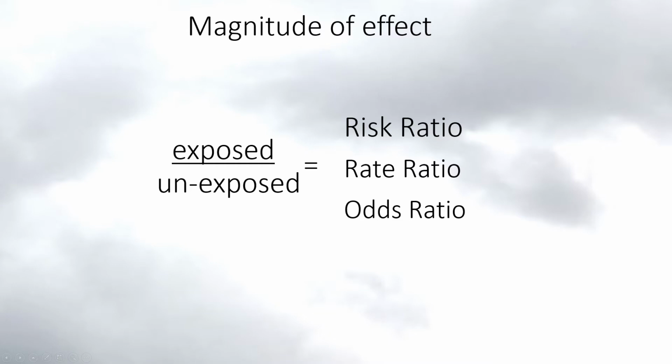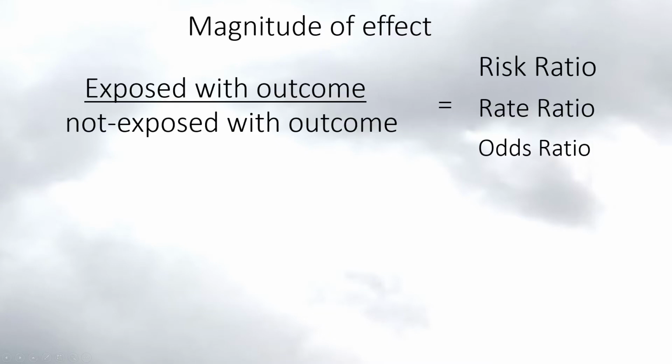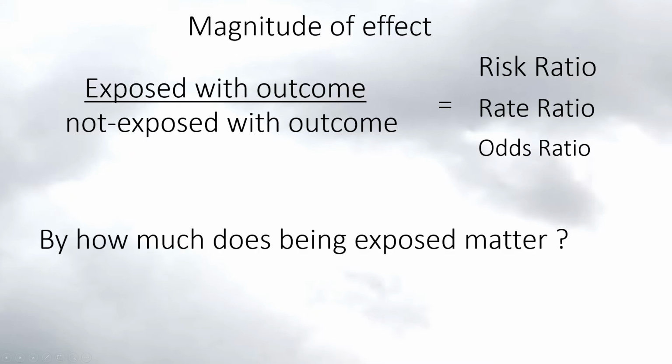Magnitude of effect, exposed versus unexposed. Exposed with outcome divided by not exposed with the outcome. So risk, rates, and odds. You can use ratios for each of them as suggested at the beginning. It is essentially saying by how much does being exposed matter.